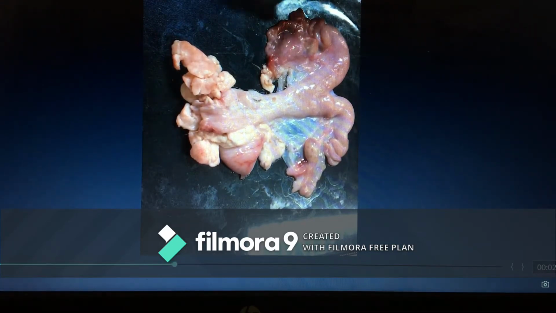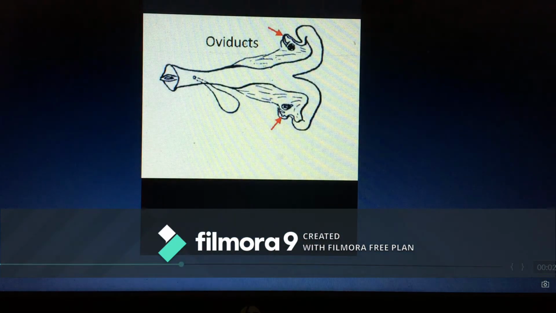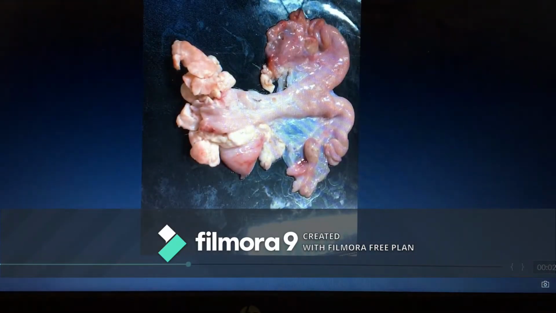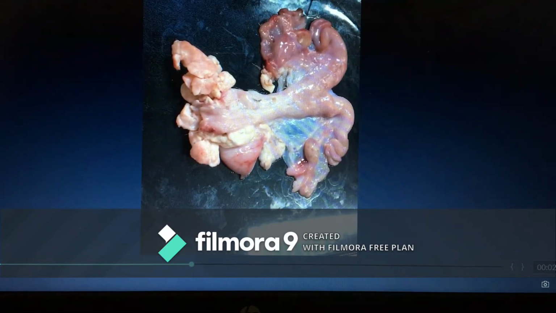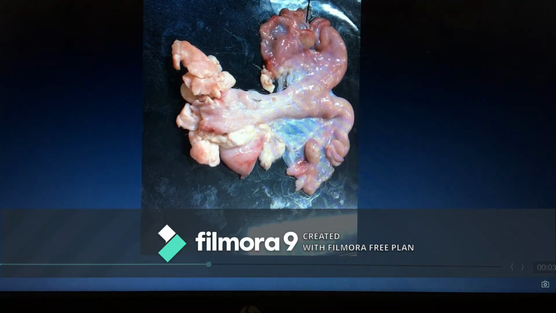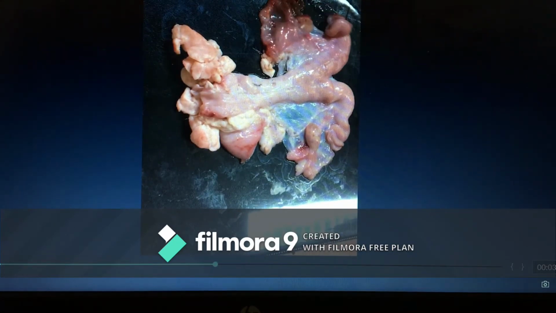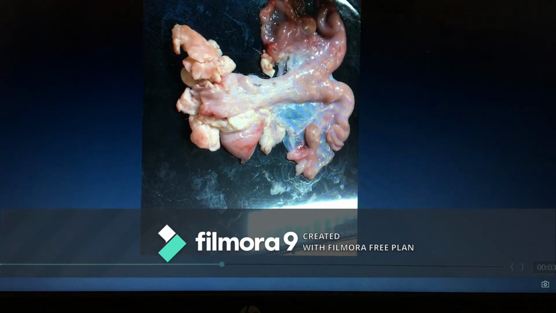So next is the oviduct. Oviduct or fallopian tube. The right and the left oviducts extend from the ovaries to the uterus, to the horn of the uterus.